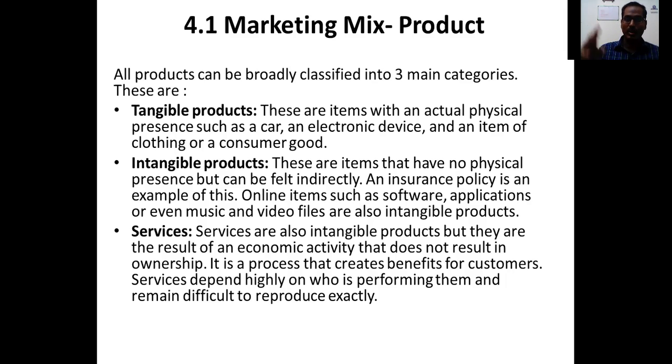So now we have discussed the three main categories of product. The first is a tangible product, something like a TV or phone. The second is an intangible product, something like software, insurance, etc. And the third one is a service. It is also intangible, but in the second one you can have ownership. Here there is no ownership, because you go there, you enjoy the service, and you come back.